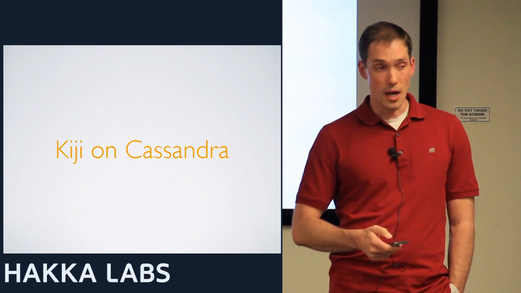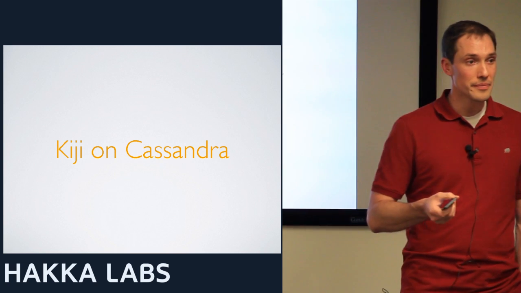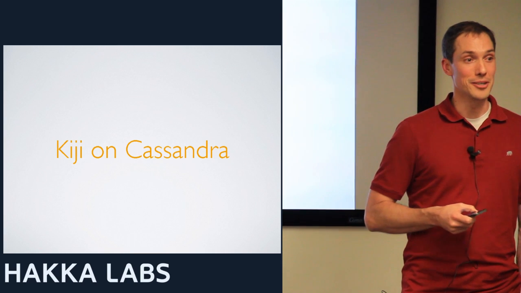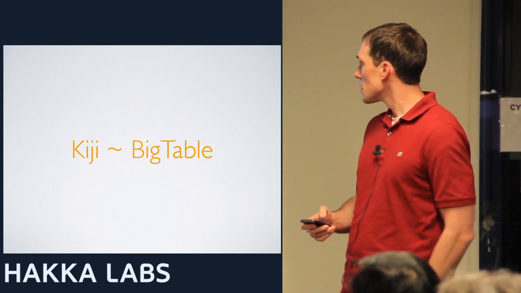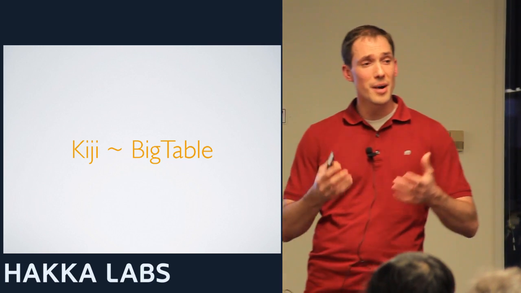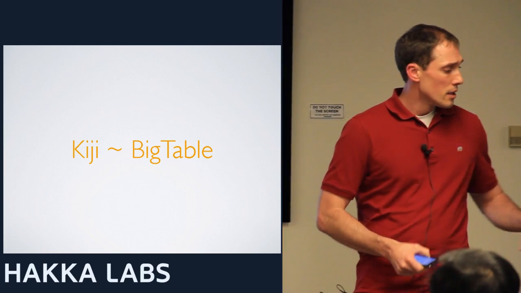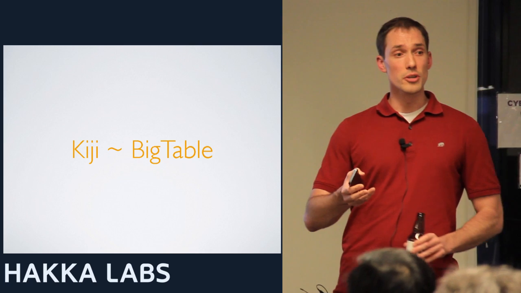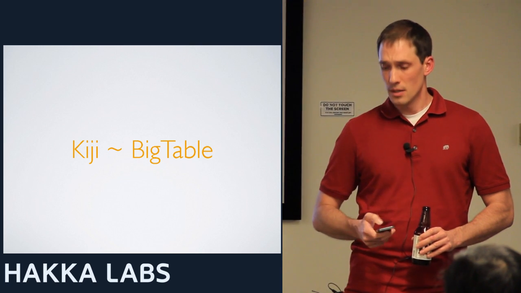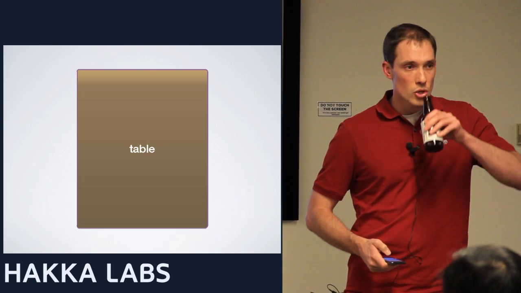OK, so hopefully that gives everybody some idea of the problem we're trying to solve and how Kiji goes about solving it with this modular framework. Now I'll talk about the Kiji data model and how we map that data model onto Cassandra. The Kiji data model is very similar to Bigtable. So again, it's going to be really similar to what you get in Cassandra or in HBase.